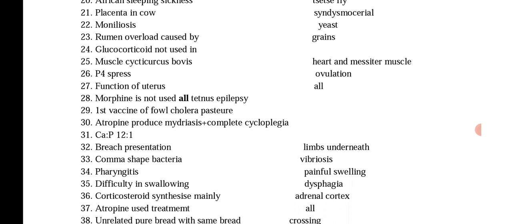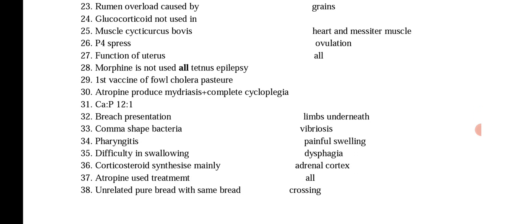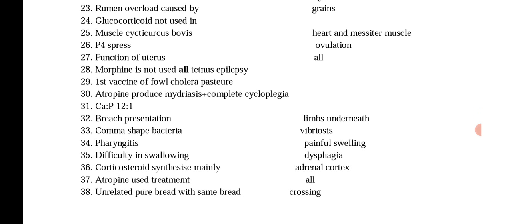Rumen overload is caused by grains that cause lactic acidosis and is treated with Ringer lactate infusion to neutralize the acid in blood formed as a result of grain overload. Muscle cysticercus bovis affects heart and masseter muscle. Heart and masseter muscles are infected by cysticercus bovis.